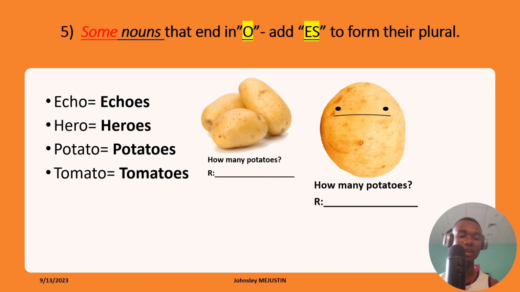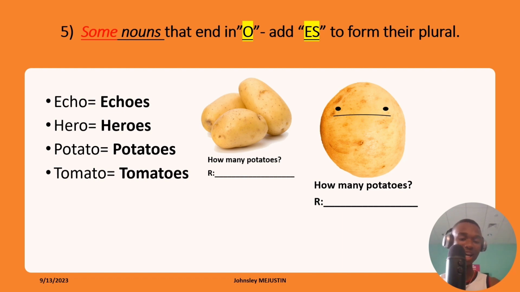Okay. Number 5. Some nouns that end in O. I say some nouns, not all nouns. Be careful about that. Some nouns that end in O add es to form the plural. For example, these words, if you want to have their plural, you would add that es, okay?